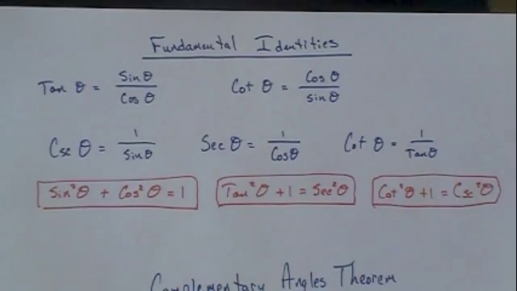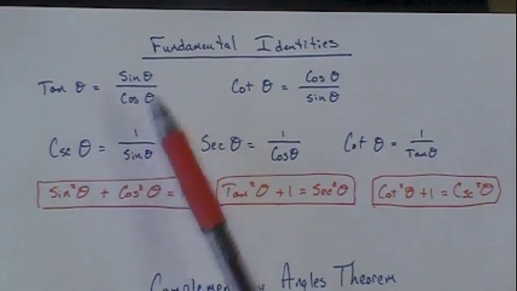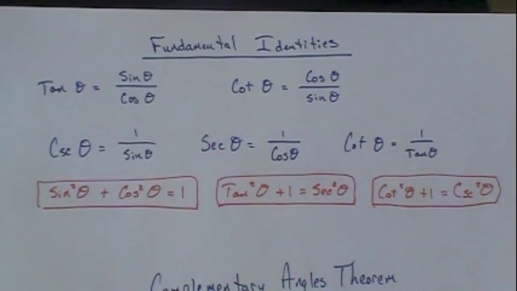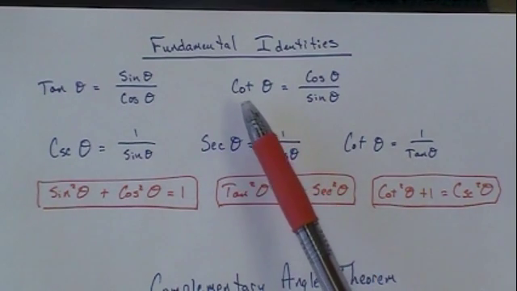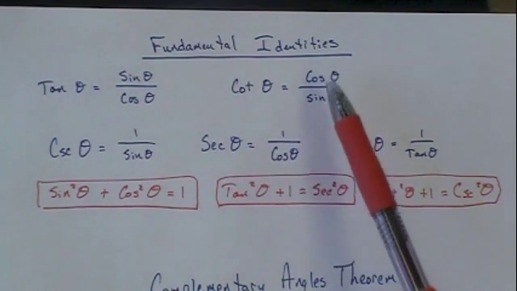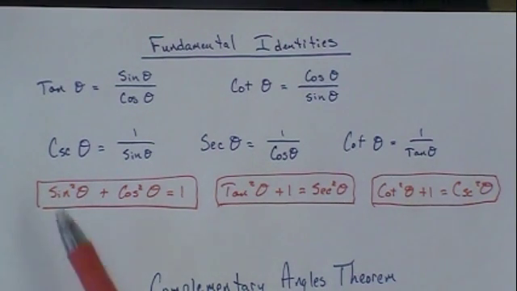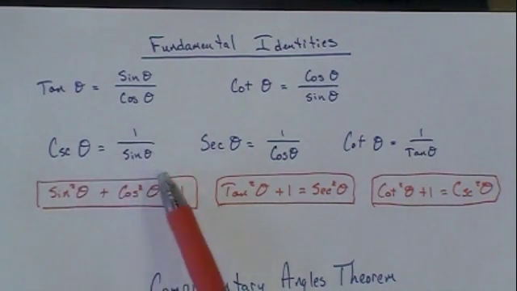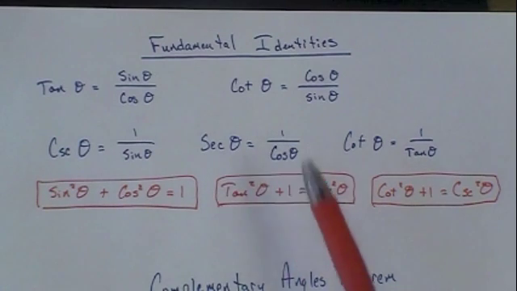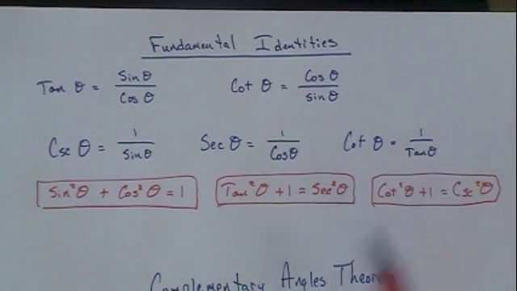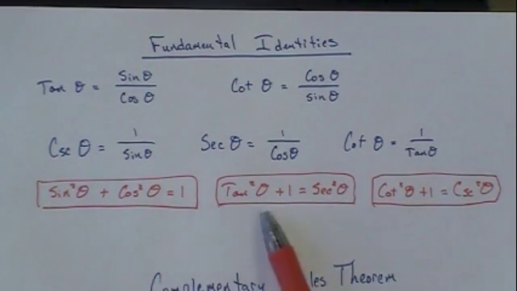So we'd already discussed these fundamental identities. Here we have tangent of theta is equal to sine over cosine. We just use that in helping derive some of our Pythagorean identities. We also have cotangent of theta is equal to cosine over sine. Then we have our reciprocal identities, where we have the cosecant of theta is equal to 1 over sine, secant is equal to 1 over cosine, and cotangent is equal to 1 over tangent. And then we're going to add those 3 Pythagorean identities to these fundamental identities.